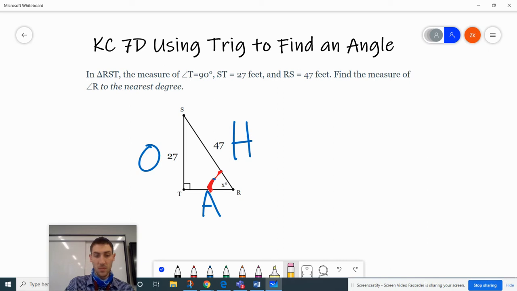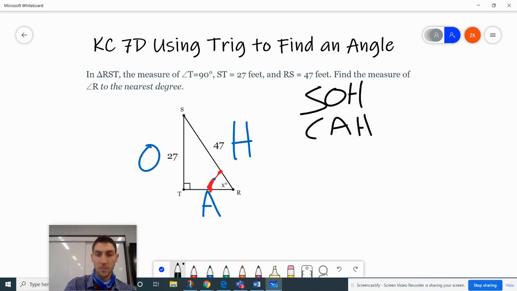From here, let's use SOHCAHTOA. Again, S stands for sine, which is opposite over hypotenuse. C stands for cosine, which is adjacent over hypotenuse. And T stands for tangent, which is opposite over adjacent.